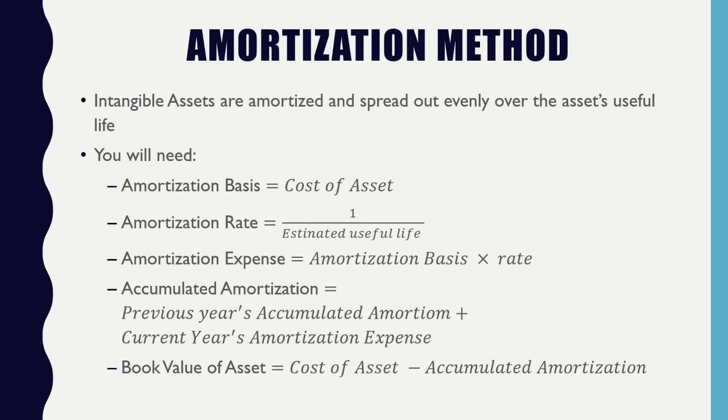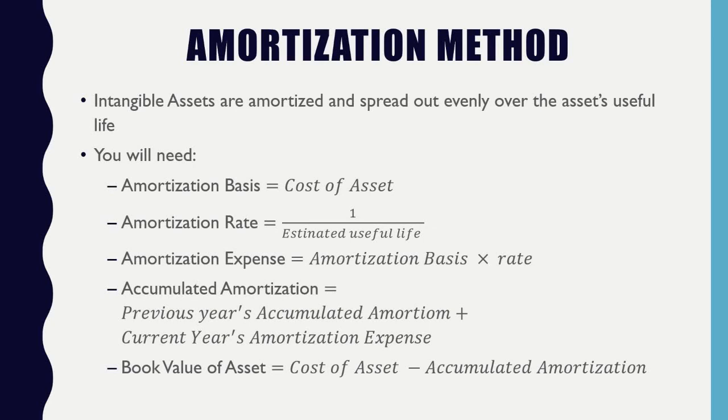How do you solve for amortization expense? Basis times rate. So in this case, cost of the asset times the rate. And the amortization, accumulated amortization and book value are going to be exactly identical to the depreciation, except the different terminologies are replaced, right? So instead of referring to depreciation, you just swap it out for amortization. And that is the same exact thing.